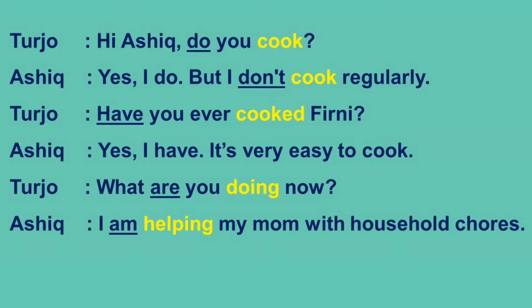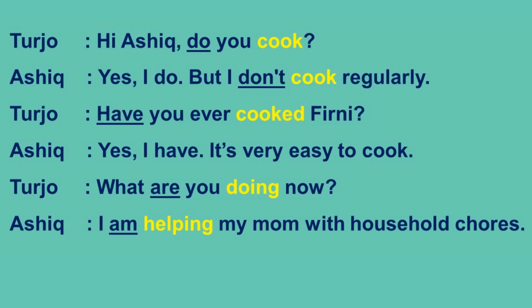Look at the next line. Ashik: Yes, I do, but I don't cook regularly. Here the underlined auxiliary verb do not has come before the main verb cook and has helped it become negative. Here the auxiliary verb do not has no meaning of its own. It has just helped the main verb become negative.